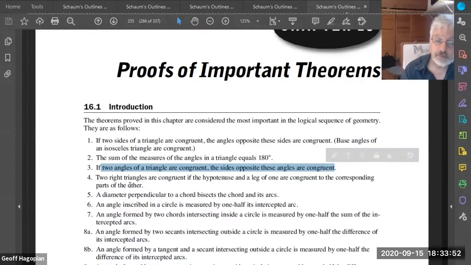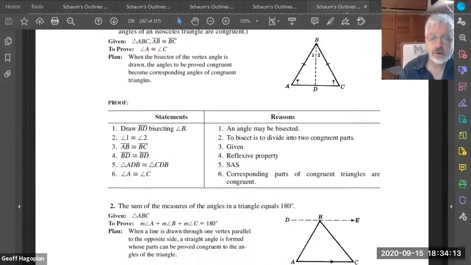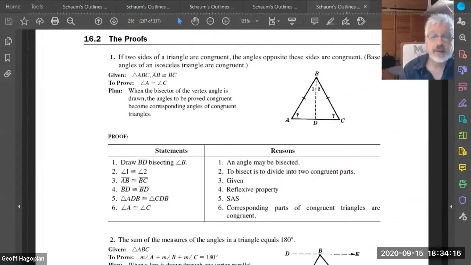All right, so the definition of an isosceles triangle is that the two sides are congruent. From that, we can deduce that the base angles are congruent. Two right triangles are congruent if the hypotenuse and leg of one are congruent to the corresponding parts of the other. Oh, so that's number 4. Let's jump down here to 4, although I'm kind of interested in this one as well, right? So we're given that two sides are congruent. That's the definition of isosceles, right? We'd like to prove that those base angles are congruent.